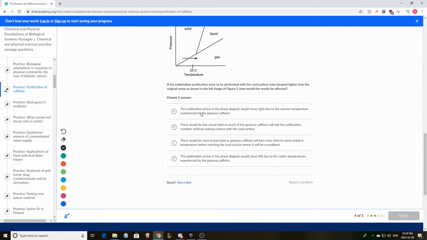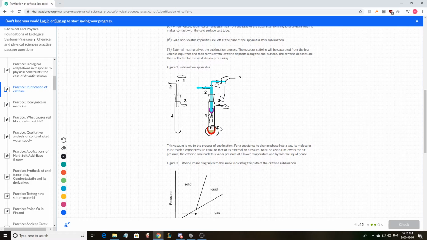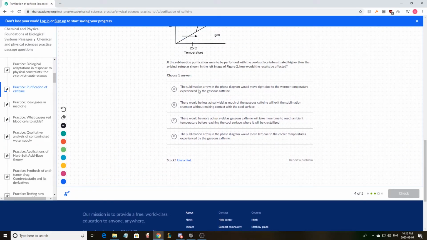The sublimation arrow in the phase diagram would move to the right due to the warmer temperatures experienced by the gaseous caffeine. Well, again, the question doesn't really hint or speak about changes in temperature. Rather, they're just talking about moving the cooling tube higher. So they're not talking about how hot the external heating source would be. So this doesn't really relate to the question at hand.